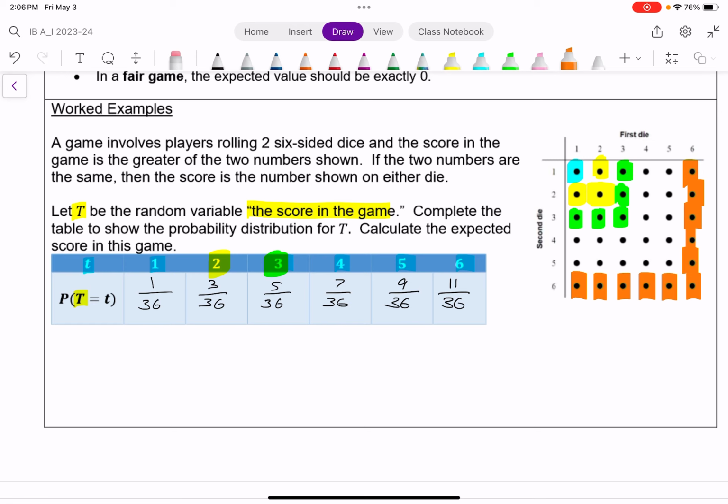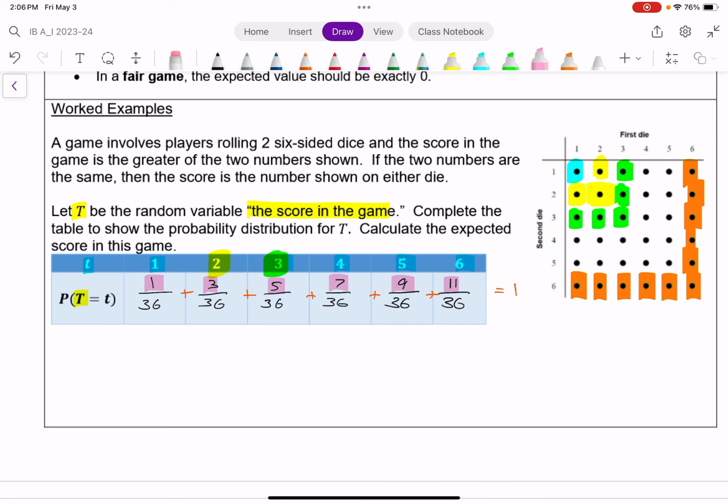And this table shows me the probability of different scores in the game. As well, notice that if this is correct, then when you add up all the values, it should always equal 1. And it does. If you add up all these numerators, 1 plus 3 plus 5 plus 7 plus 9 plus 11, you get 36 out of 36. And that's another characteristic of a probability distribution table like this. All the values should always add to 1.